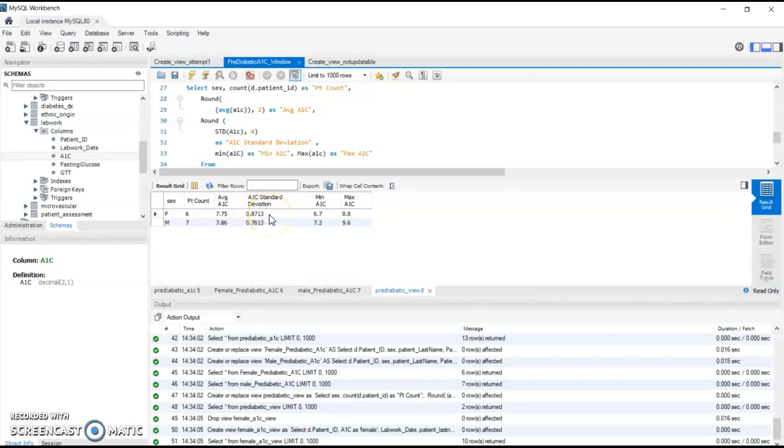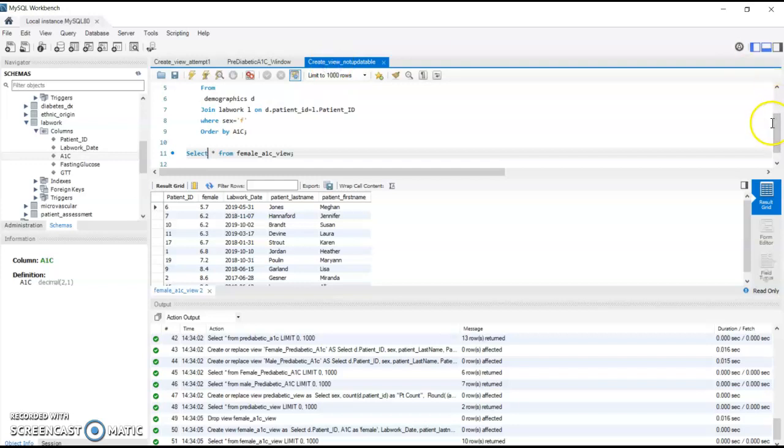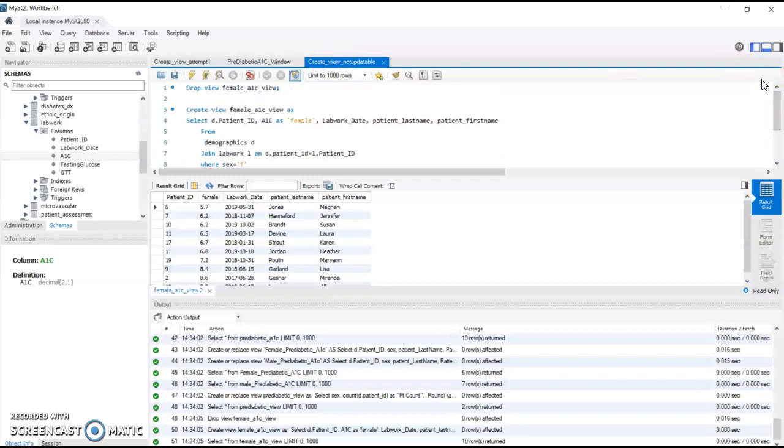And the standard deviation still remains higher for the females, meaning that even with eliminating these low values for the A1C, there's still more variability in the A1C values for the females than for the males. Obviously, the maximum A1C is going to be the same since I did nothing to change that group that's getting pulled. However, my minimum is going to be much higher because I get rid of those low outliers, the ones that are less than 6.5.